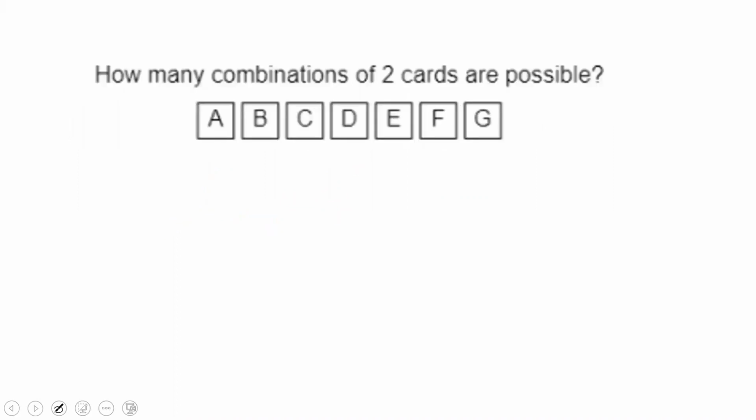How many combinations of two cards are possible? If I'm looking at these cards, I could pick an A and a B, an A and a C, an A and a D, an A and an E, an A and a G, an A and an F. All of these cards are different. So that's six combinations that I found thus far.